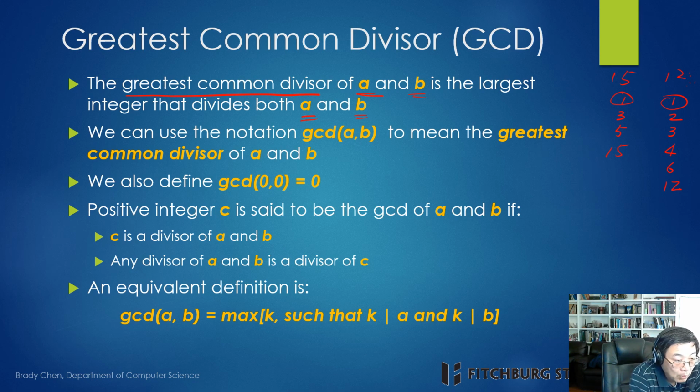Okay. Now, what's the common divisor? 1 is a common divisor. No question about this. 3 is a common divisor, right? 5 is a divisor of 15, but not 12. And 4, 6, 12, these are all divisors of 12, but not 15. So it looks like 3 is the largest common divisor. So that's basically the way we can use to determine the largest common divisor. But that's not the easy way.